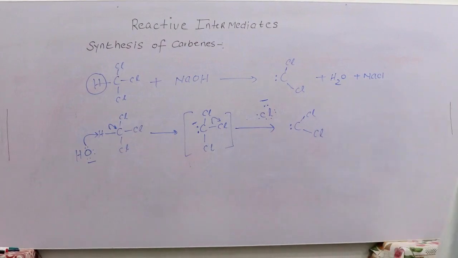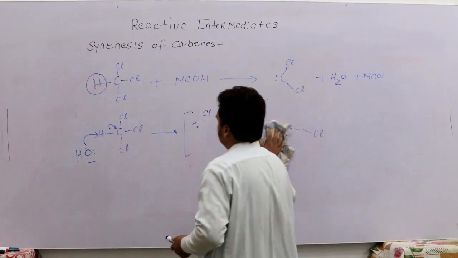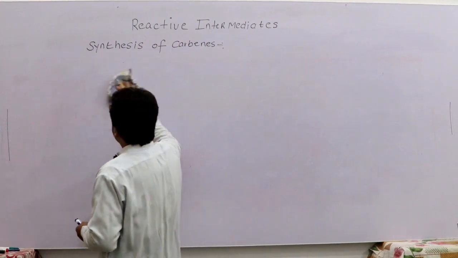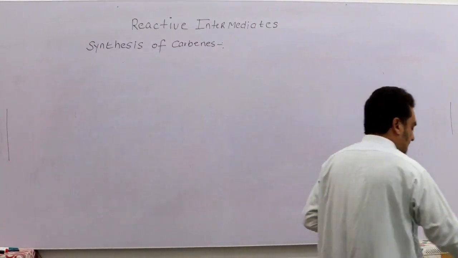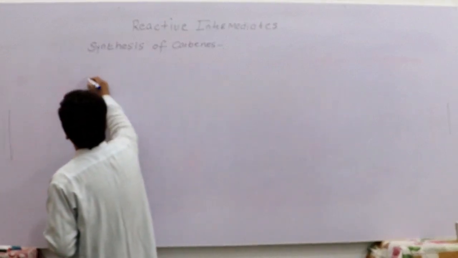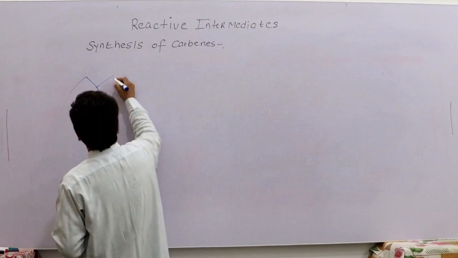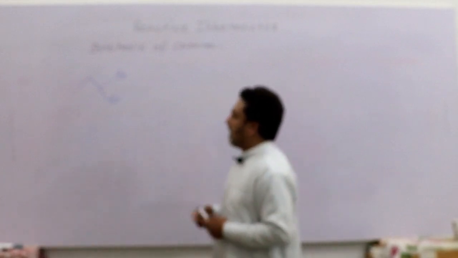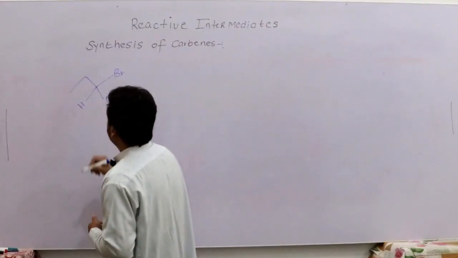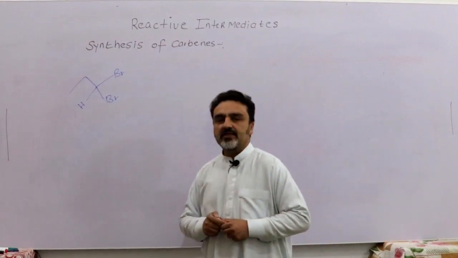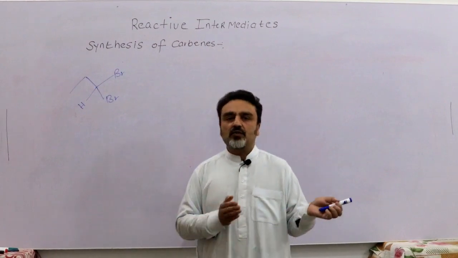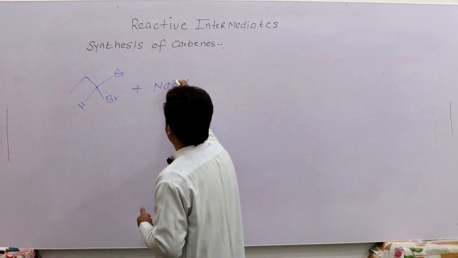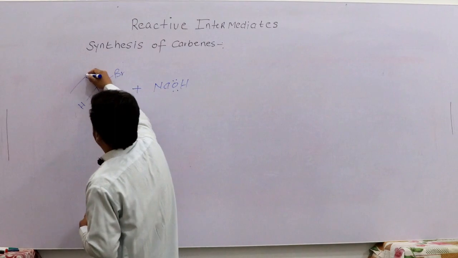There are other methods too. Again, suppose this is a molecule and it has two bromines present in it. Now, if we want to create a carbene in the same way, using a weak or moderate base, just like sodium hydroxide, what will happen? It could cause beta elimination instead.